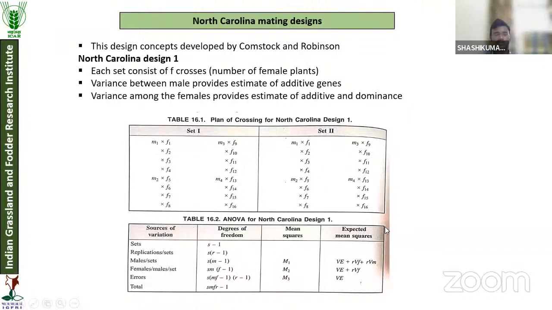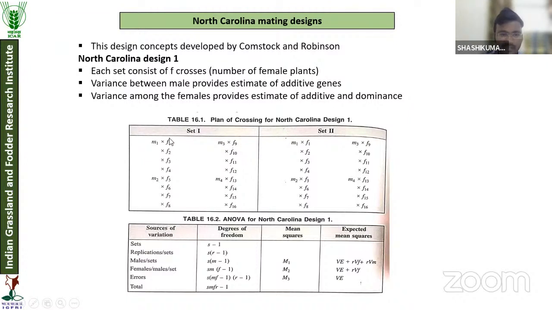So this is the ANOVA for North Carolina design one. Each set consists of crosses, meaning the total number of females used in the crosses is the number of crosses you attempted in set one, and then the variance between the males. Since each male is crossed with a different set of females, the progeny derived from this male are all half-sibs, and the analysis will use the data on general combining ability. We know that general combining ability is majorly because of additive gene action or additive variance. The specific combining ability is majorly because of dominance variance. So the variance due to male will provide the GCA or additive variance, or the estimate of additive genes.